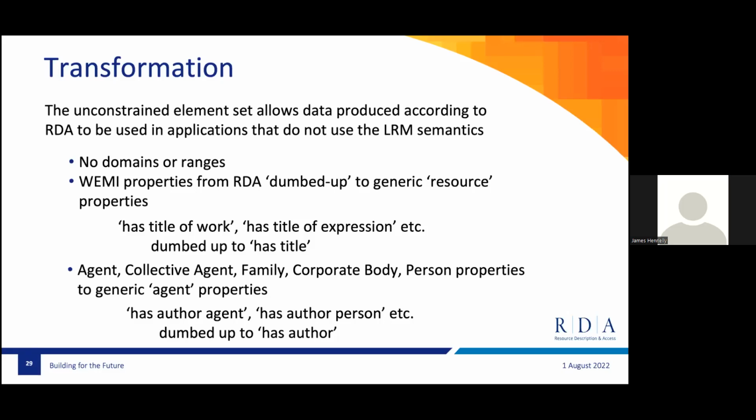For the agent, collective agents, families, corporate bodies, and person properties, those are dumbed up to generic agent properties. So has author agent, has author person, etc., just becomes has author in the unconstrained element set.